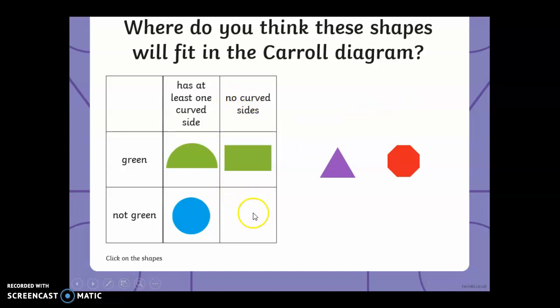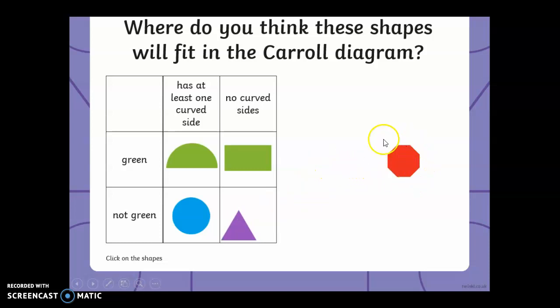We need to fill this still. So something that has no curved sides and they have to be not green. Does this have any curved sides? No, completely straight, the three of them. And is it green or not green? It's not green. You see? And it fits perfectly.